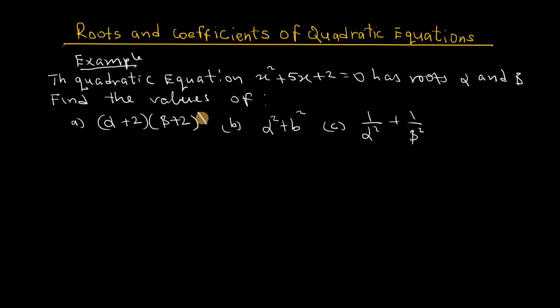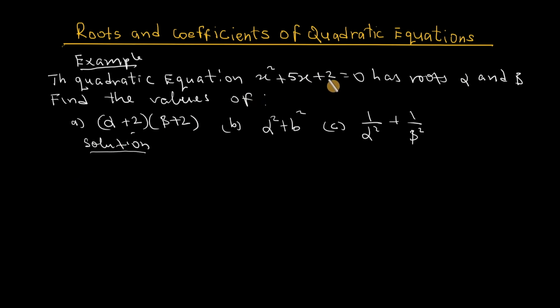Find the values of alpha plus beta, beta plus 2, alpha squared plus beta squared, 1 over alpha squared plus 1 over beta squared. To look for the values of these expressions, we need to first of all find the values of alpha plus beta and alpha times beta of this quadratic equation.